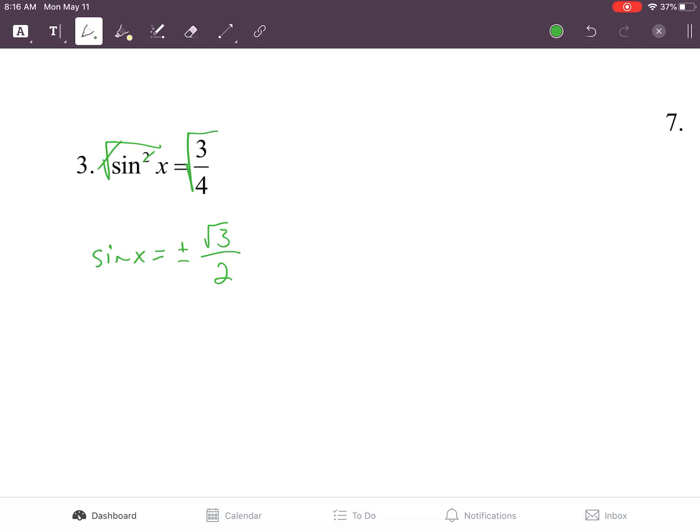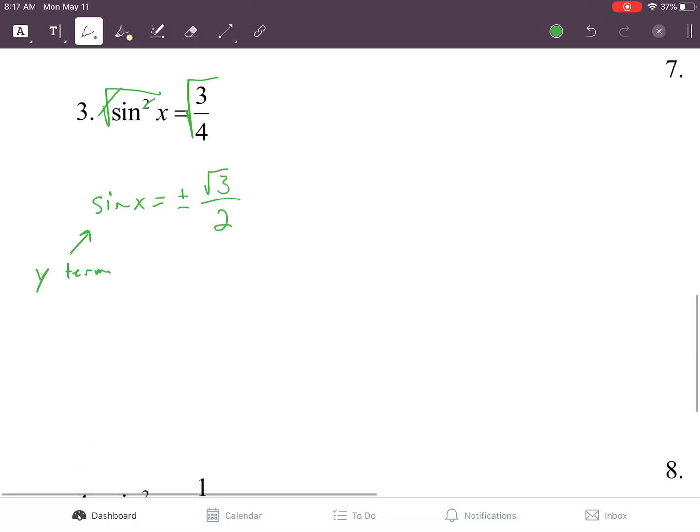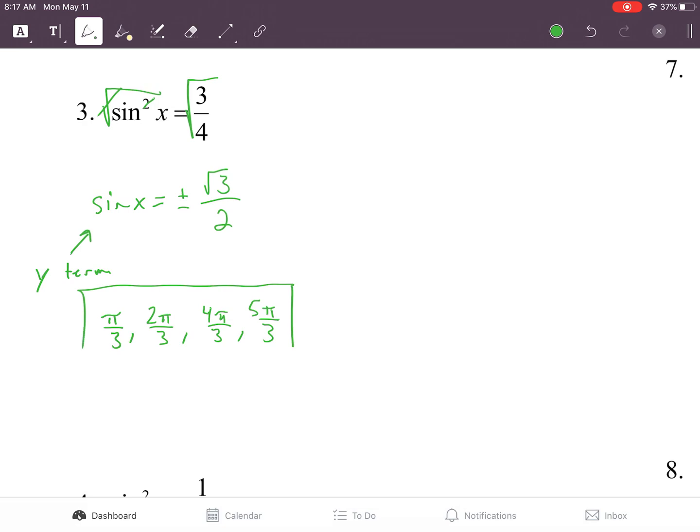Now we're going to find all the situations on the unit circle where, since we're dealing with sine, we're looking for the y term. Where are the y terms going to be positive or negative root 3 over 2 on the unit circle? There are 4 of them. So when y is root 3 over 2, either positive or negative, you have pi over 3, 2 pi over 3, 4 pi over 3, and 5 pi over 3. So all the different instances where the y value is negative root 3 over 2 or positive root 3 over 2, that's what you write down.